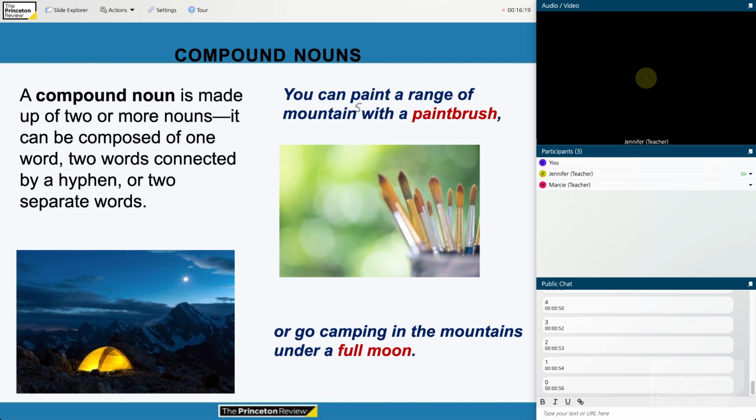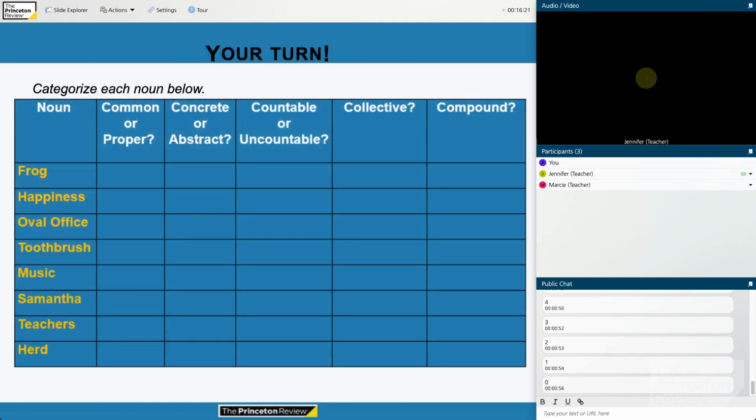Okay. So now it's your turn to go through and start to categorize some different kinds of nouns. If you have any questions, now is a good time to ask them. We will go through each of these nouns and determine whether each is common or proper, concrete or abstract, countable or uncountable, and if they are collective or compound.